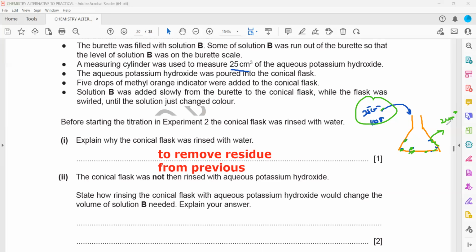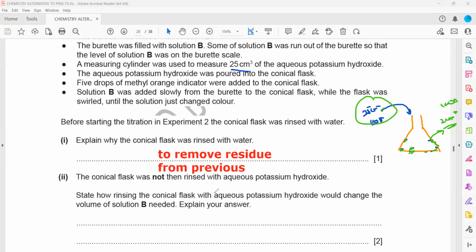Maybe 2 cm cube of potassium hydroxide is there after rinsing with potassium hydroxide. And then we pour 25 cm cube of potassium hydroxide. So the total volume of the potassium hydroxide in the conical flask won't be 25, it will be more than 25. That's why whenever we rinse the conical flask, we only rinse with water.